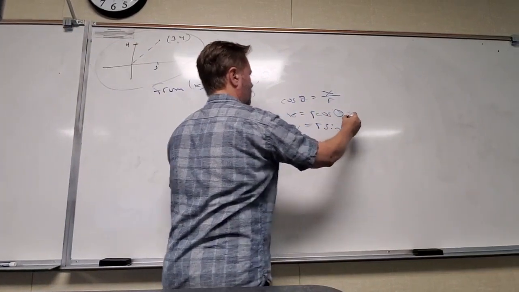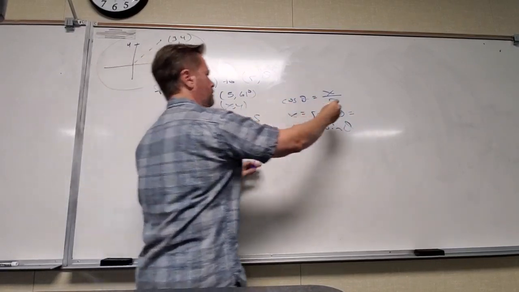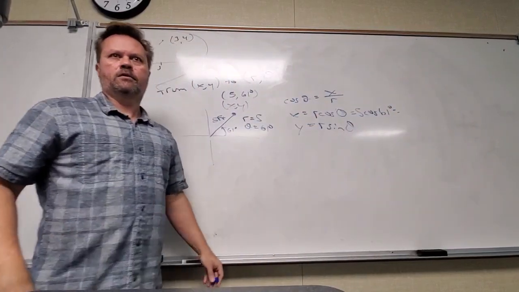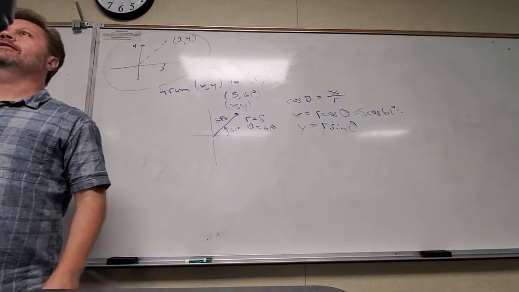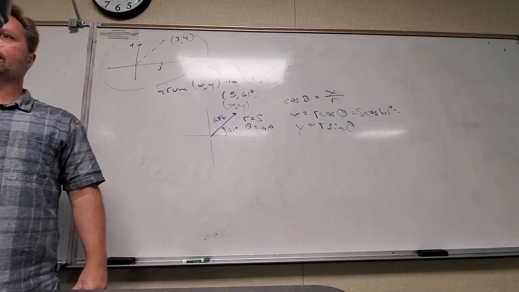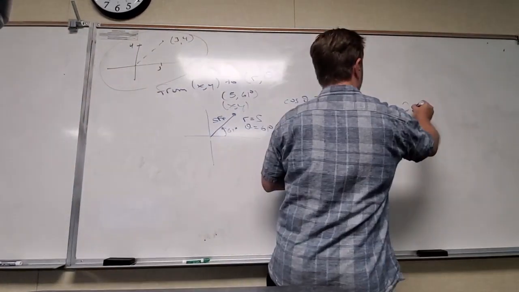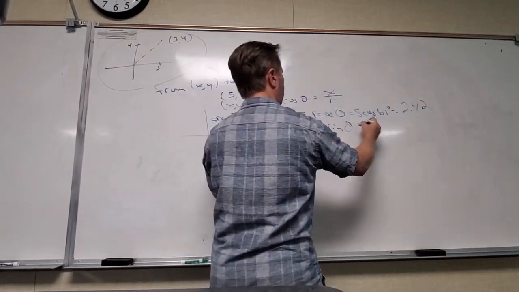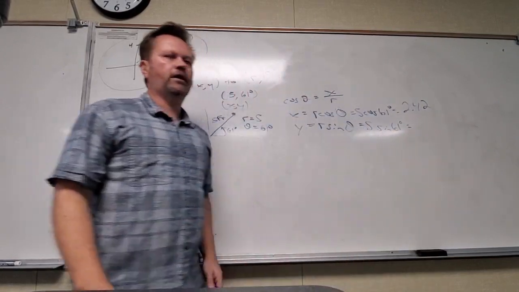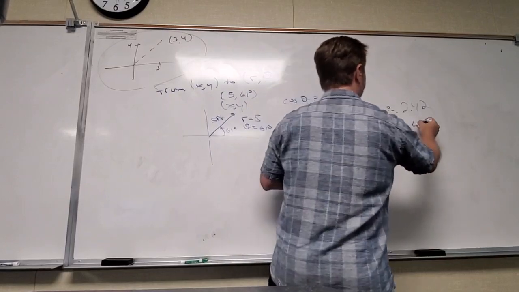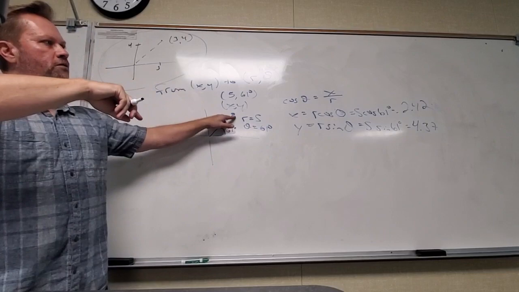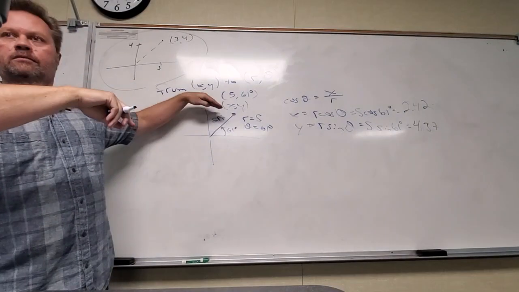So what would the x piece be? 5 times cosine 61. You can throw it in the old calculator, right? It's going to be 2.42. And then the y piece is 5 sine 61 degrees. That's 4.37, feet. It doesn't matter. The point would be 2.42, 4.37.